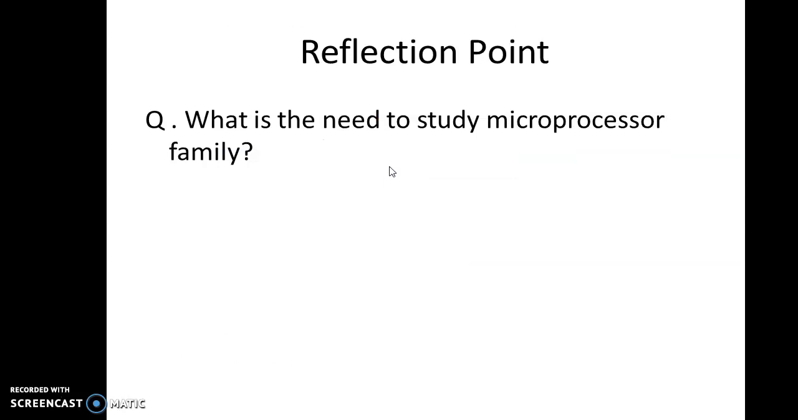Reflection point. What is the need to study microprocessor family? Stop your video, think on this question, note down your answer and again resume the video.